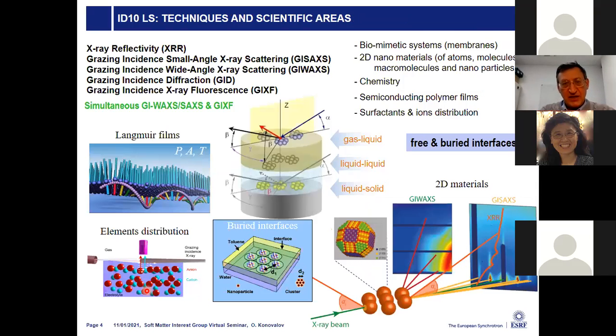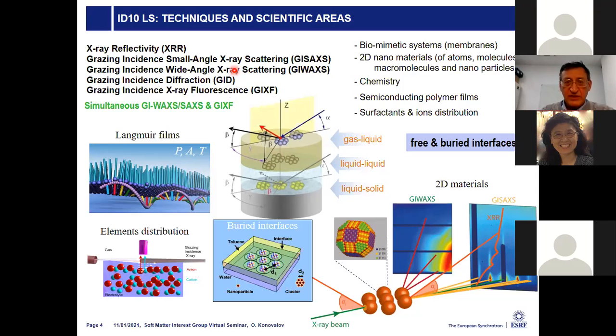So then, the short overview of this end station's activity. For the surfaces, we apply X-ray reflectivity to probe the structure normal to the surface of the film or interface. Then we use grazing incidence small angle and wide angle X-ray scattering. This is to probe two-dimensional organization on different length scales, atomic or nanoscopic, mesoscopic. Grazing diffraction is used for crystalline systems. And we are also able to measure the fluorescence signal from the interface to see the elemental distribution near the interface.